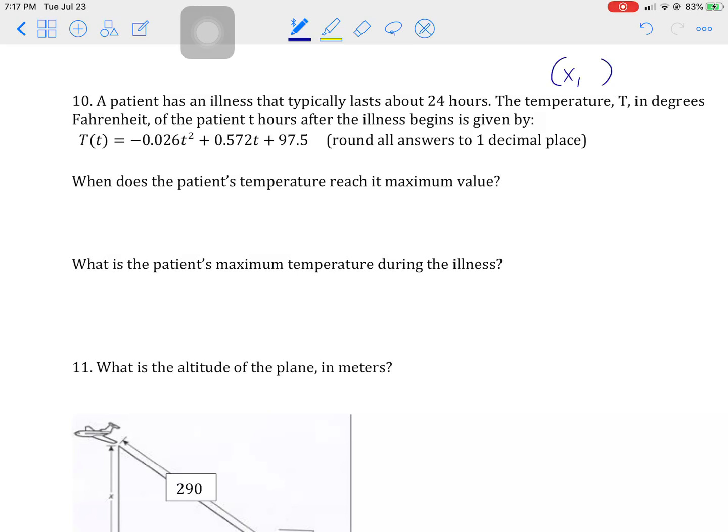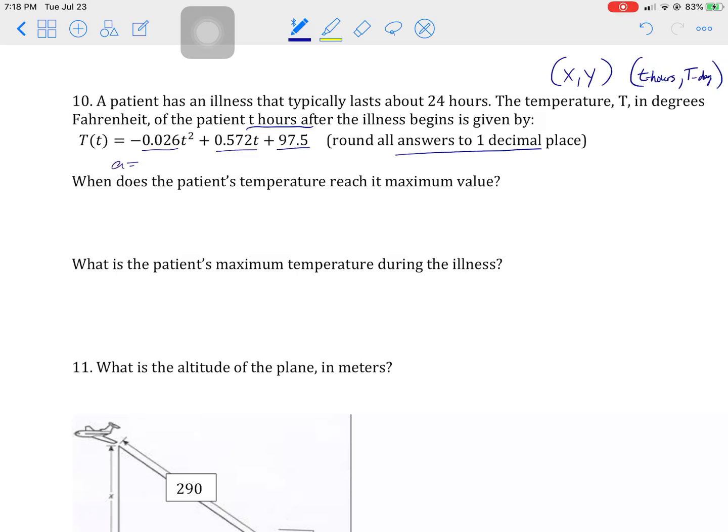If you were thinking about an X and a Y ordered pair, this is t for time in hours. Okay, and then this is T in degrees Fahrenheit. Okay, so round all answers to 1 decimal. That gives you an idea these aren't going to be whole numbers. Look at these decimals in here.